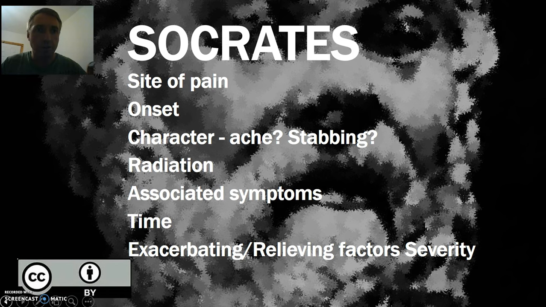Another one that we use is SOCRATES, which is quite useful. Again, what's the site of pain? What's the onset, what sort of character does the pain have, is it aching, stabbing, dull, is it radiating anywhere, are there any other associated symptoms? So in the case of our respiratory patient, you may get some chest pain with the shortness of breath, and this may be pleuritic type chest pain. Again, the time frame, and are there any exacerbating or relieving factors?